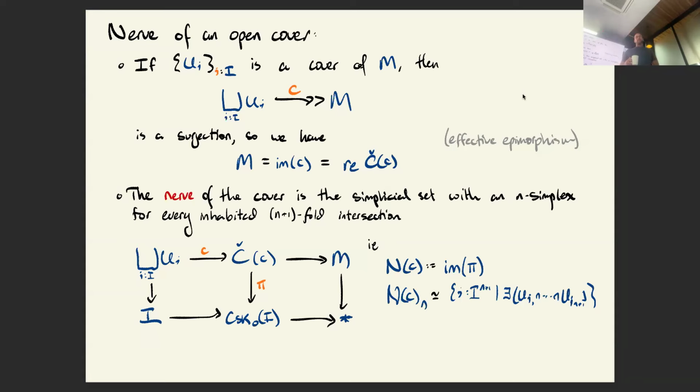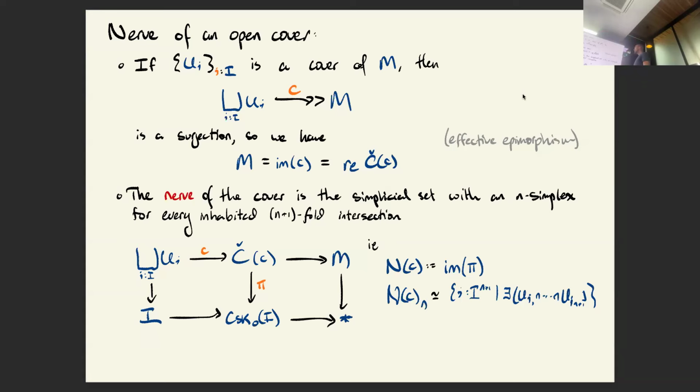And that is a surjection, right? Because it's a cover. So in particular, M equals the image of that thing, which as we saw is the realization of the Čech nerve of that thing, right? So we know that M is equal to the realization of the Čech nerve of any cover of it. It doesn't have to be open, in fact, we'll see.